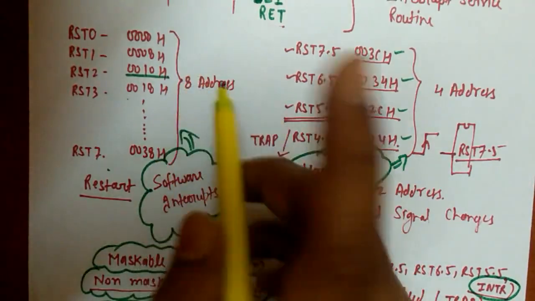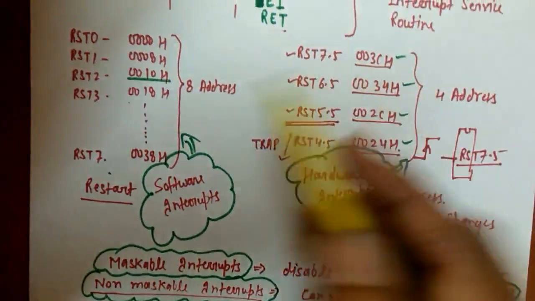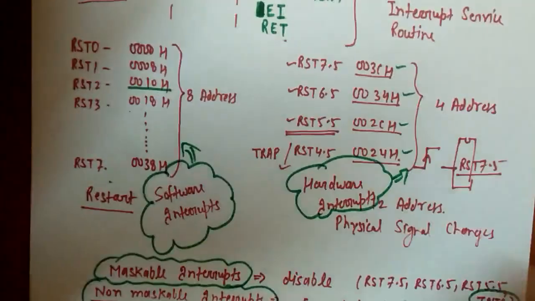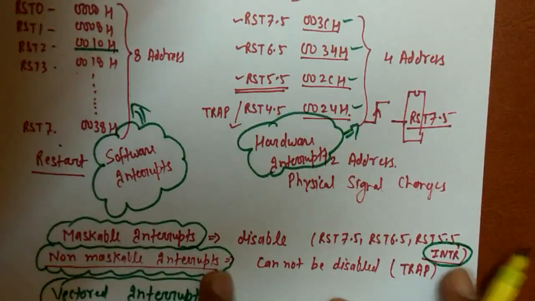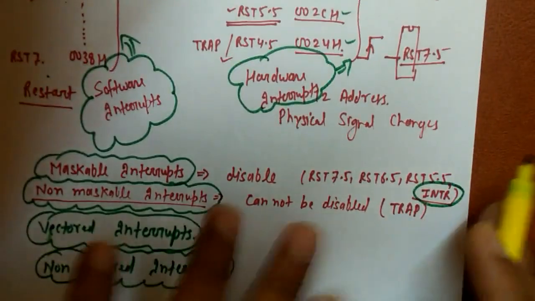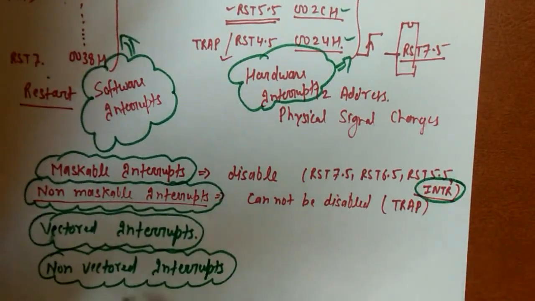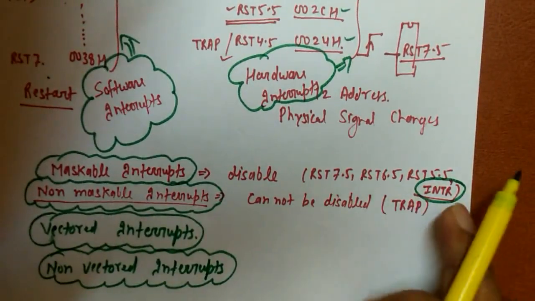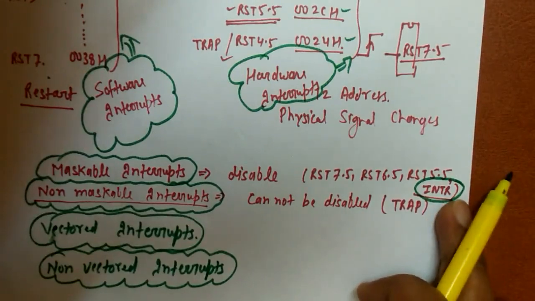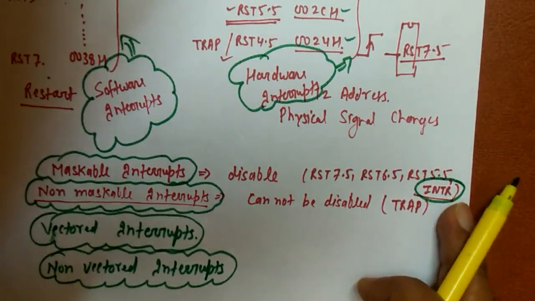But remember, any of these addresses, not all the addresses. Either we may use RST0, RST1 or RST7. Any one of these addresses we may use for INTR, but it depends on how we are going to use our hardware. So from that point of view, INTR is a non-vectored interrupt, because initially we do not have any particular address where we will be writing our interrupt service routine.